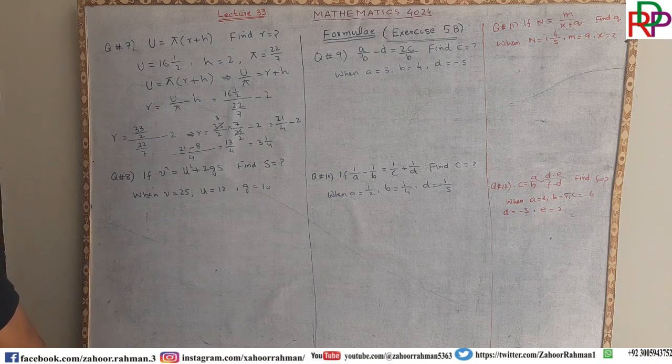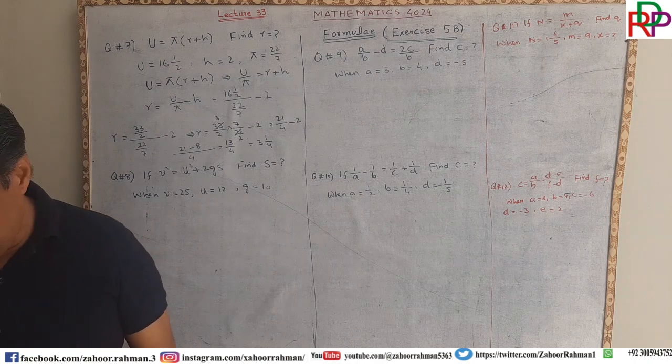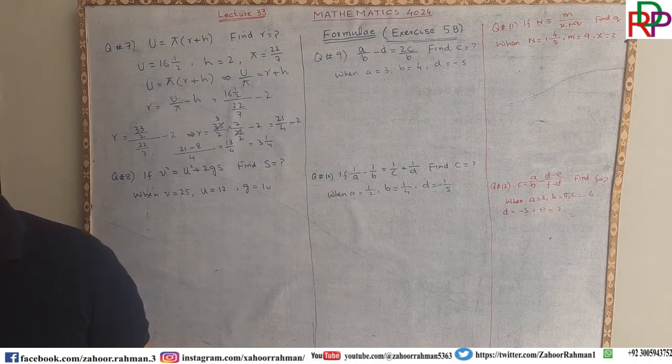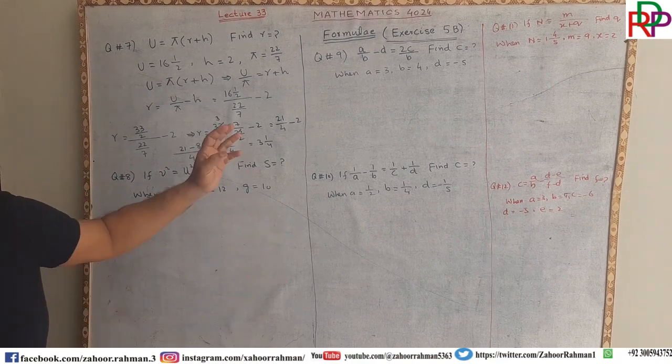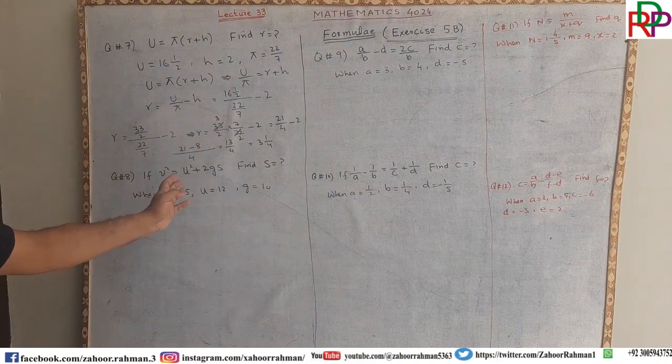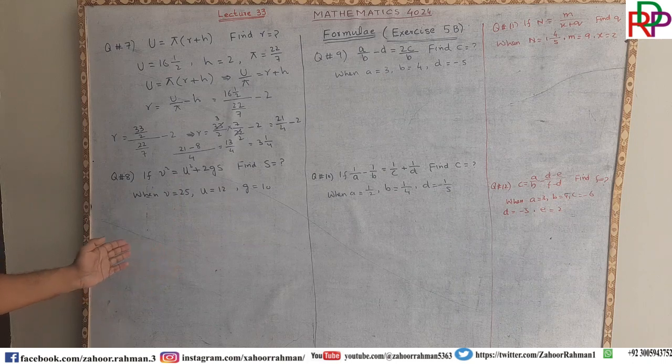Now let us see what question number 8 is asking. Question number 8 is saying that if v square is equal to u square plus 2gs, find the value of s. V is equal to 25, u is equal to 12, and g is equal to 10. In this way I can cross-check that I wrote the question correctly, because one symbol can lead to a serious mistake.